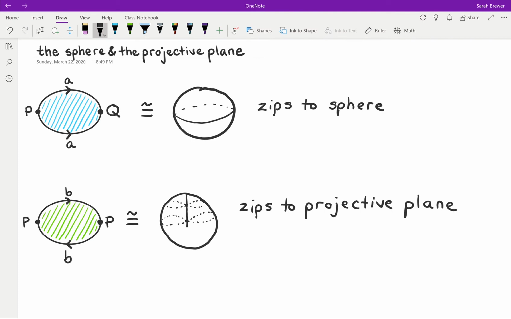And I'm using this word zip for a really good example of how this zipping works. I'm going to link to a paper on John Conway's zip proof of the classification theorem.